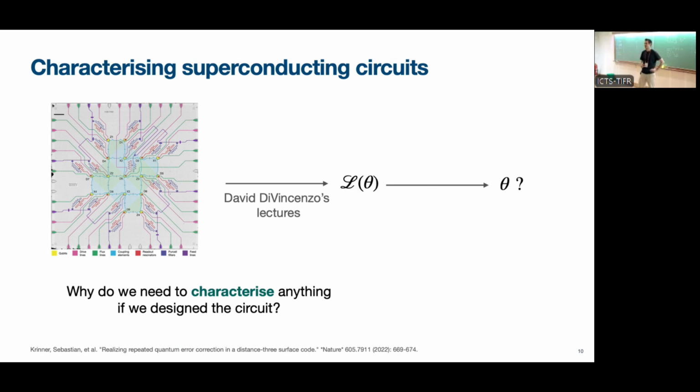Okay, but now you may ask, why do we need to characterize anything if we design the circuit in the first place, right? So David explained to us, given a certain circuit, you can find the Liouvillean associated to it, and the parameters just depend on the geometrical configuration of the circuit. So supposedly, if you decide the circuit, you know exactly what the parameters are.